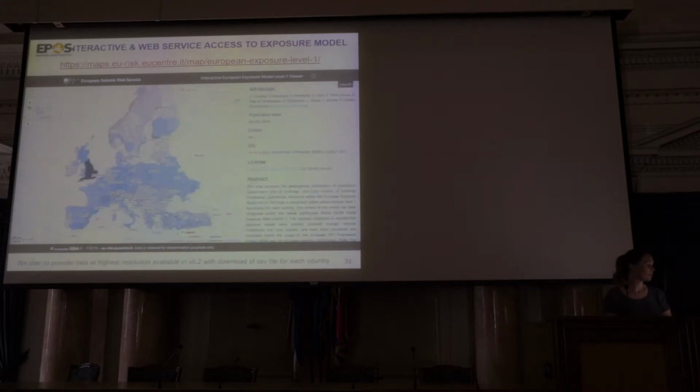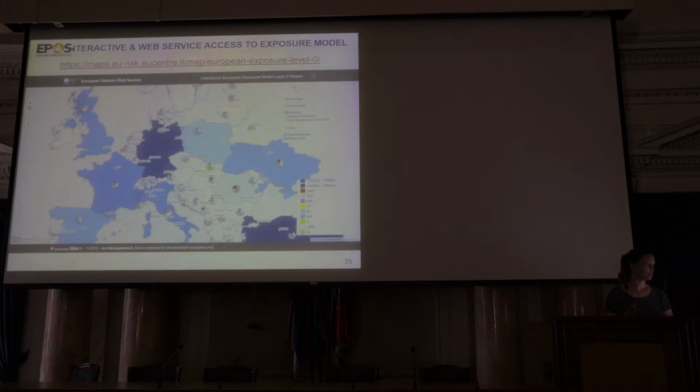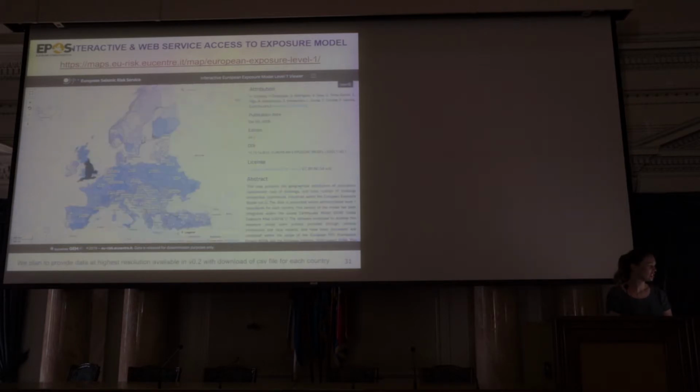So eventually what we plan to do is to provide CSV files, and so by clicking on a country you can then also download the CSV file of the exposure model for that country and then run calculations with the OpenQuake engine. This is just a third interactive viewer. This is at level 1, administrative level 1 boundaries of each country across Europe. As you can see, they vary quite a lot.